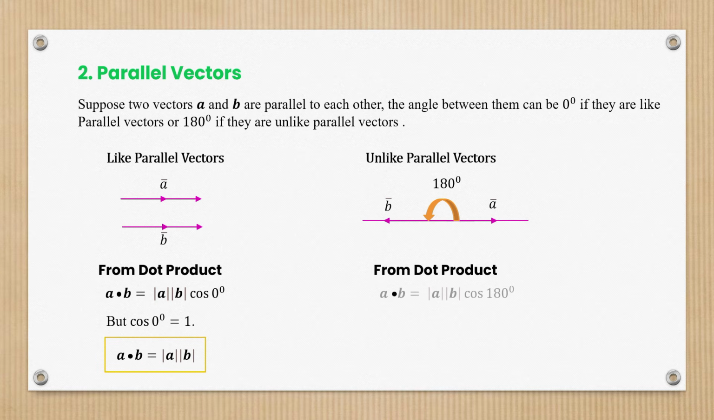Also from the dot product, if we're dealing with unlike parallel vectors, that means we have cos 180 to deal with. Now cos of 180 degrees is -1. So therefore, A dot B shall be equal to the negative of the product of the magnitudes of A and B. So that's how you know if they are parallel but in the same direction, or if they are parallel and in different directions.